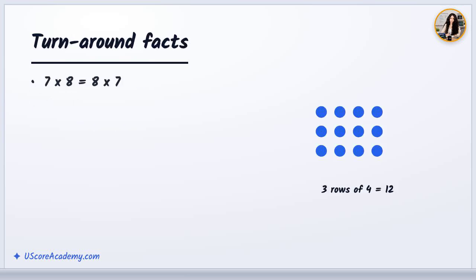You can flip any multiplication and the answer stays the same. 7 times 8 equals 8 times 7. The array just turns on its side, but the number of dots does not change. So you only have to learn half as many facts.